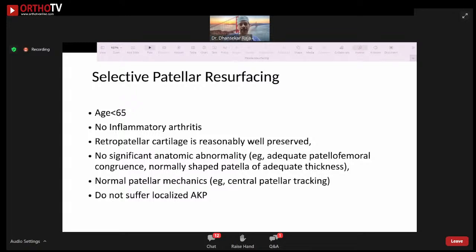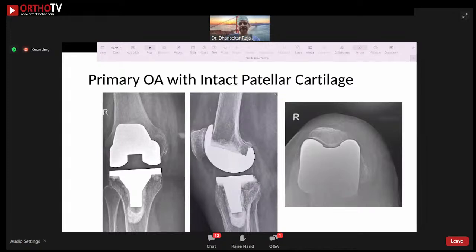There should be no significant anatomical abnormality. So patellofemoral congruence, there should not be a lateral tilt or lateral shift, abnormal shape, normal patellofemoral mechanics. The patella tracks centrally when you're doing your trialing, and the patient does not have anterior knee pain. This is a typical example of patella non-resurfacing. Almost 10 years follow-up, the patient is doing well. The patella is tracking centrally, as you can see in the skyline view, and there is no problem with this patient's range of movements. Patellofemoral tracking was normal. It's a typical example where I would not resurface, where the cartilage was intact and the patella is tracking normally.